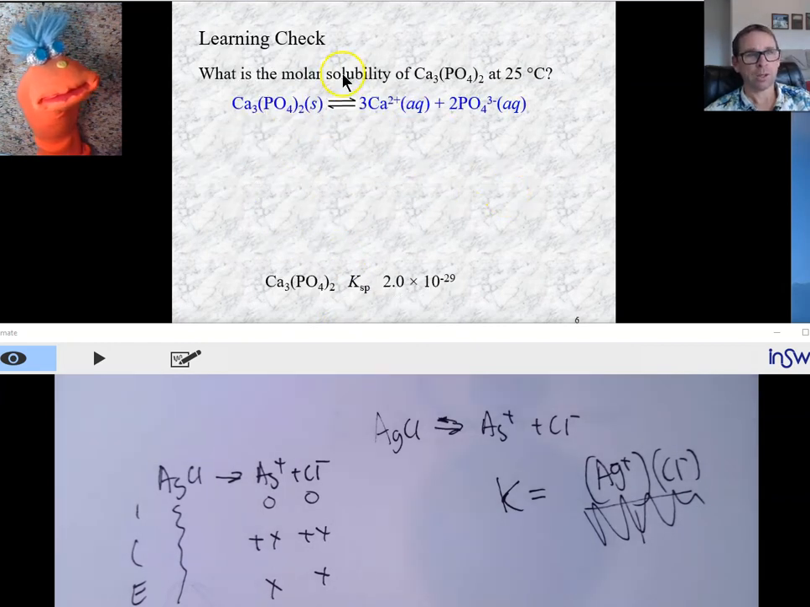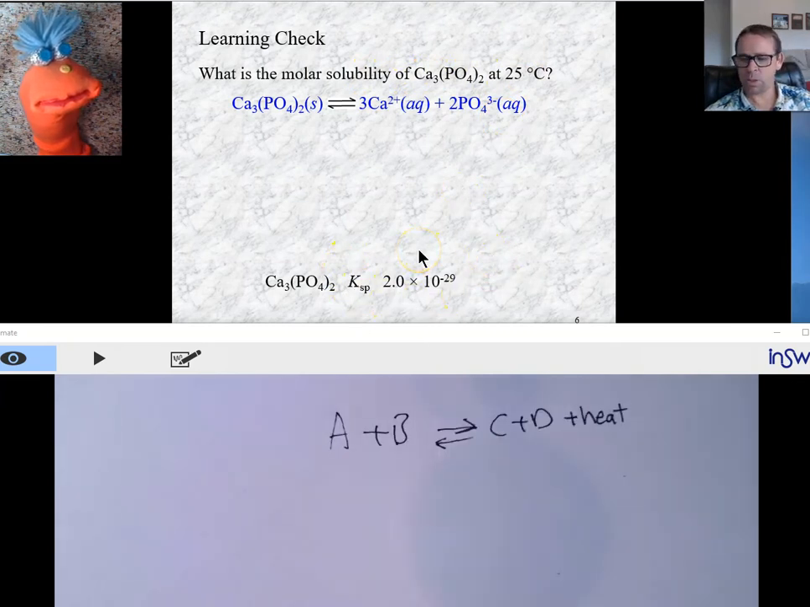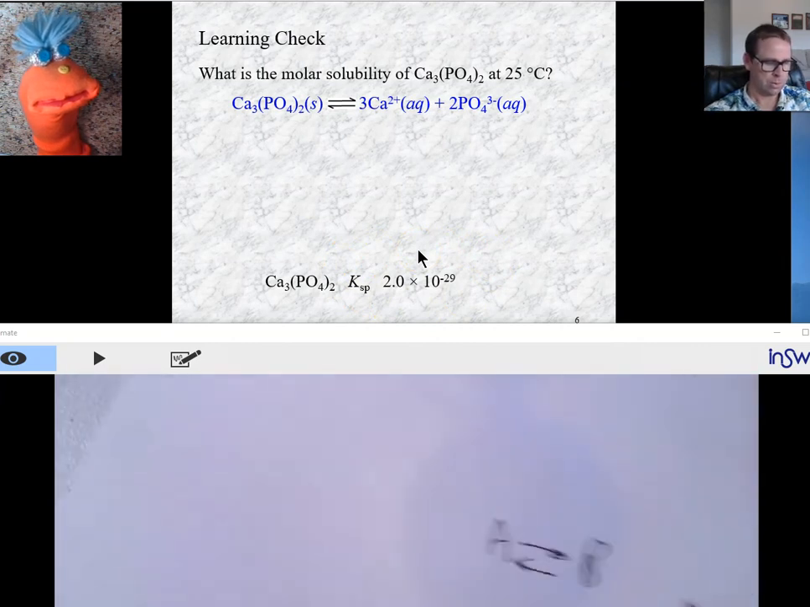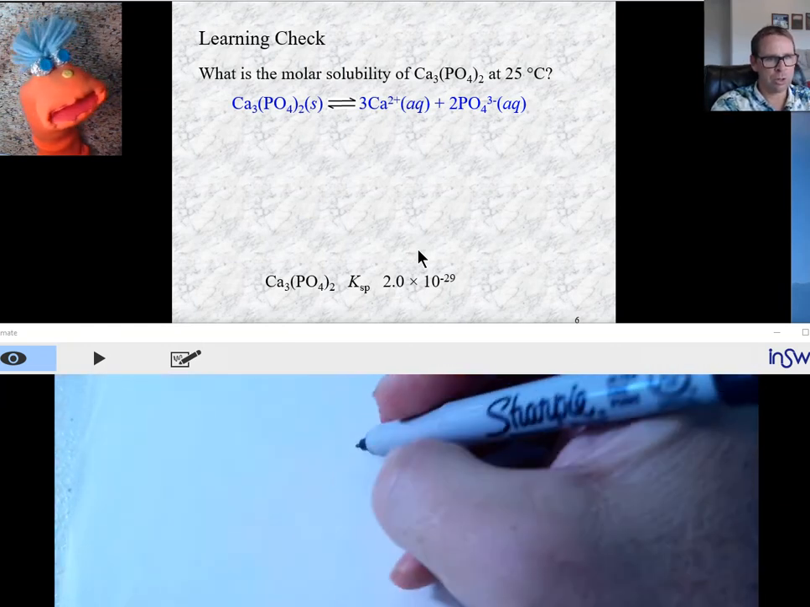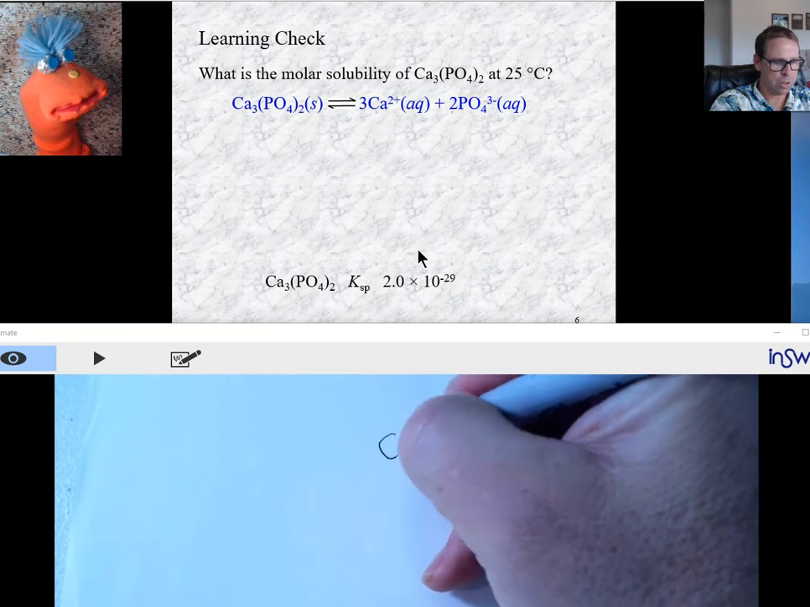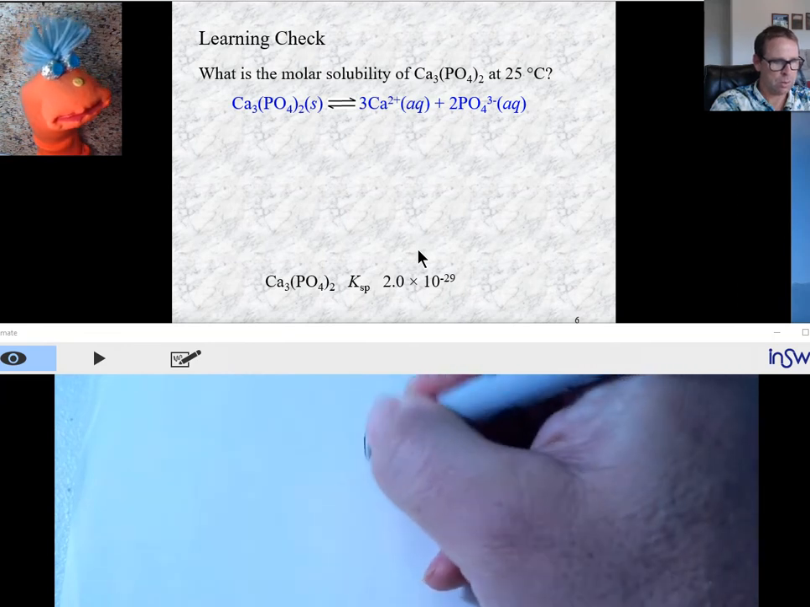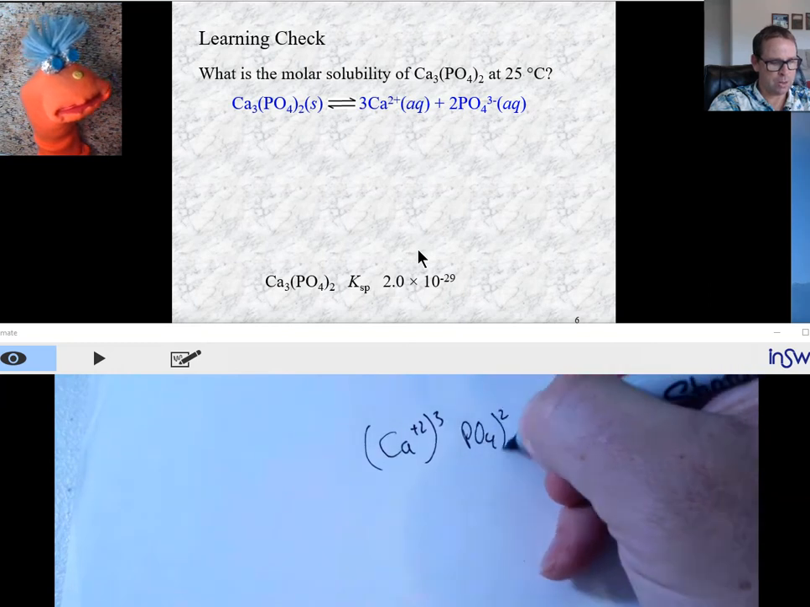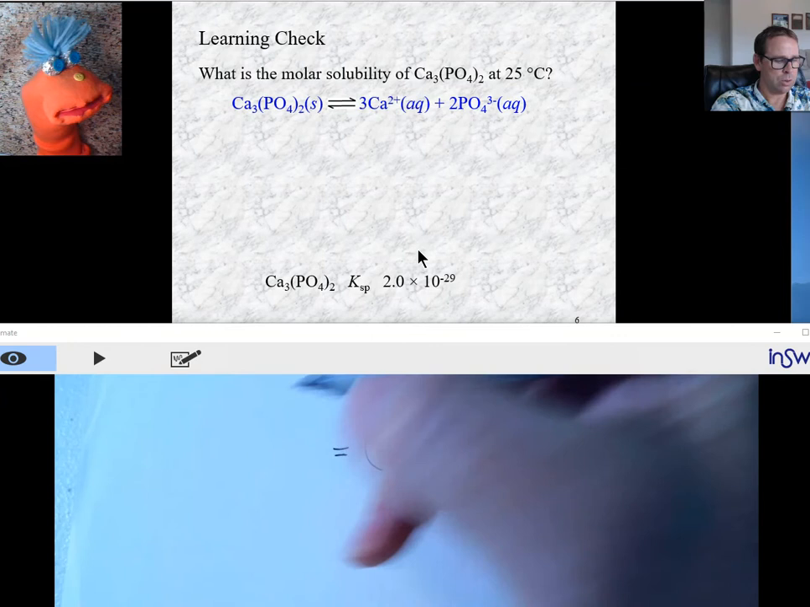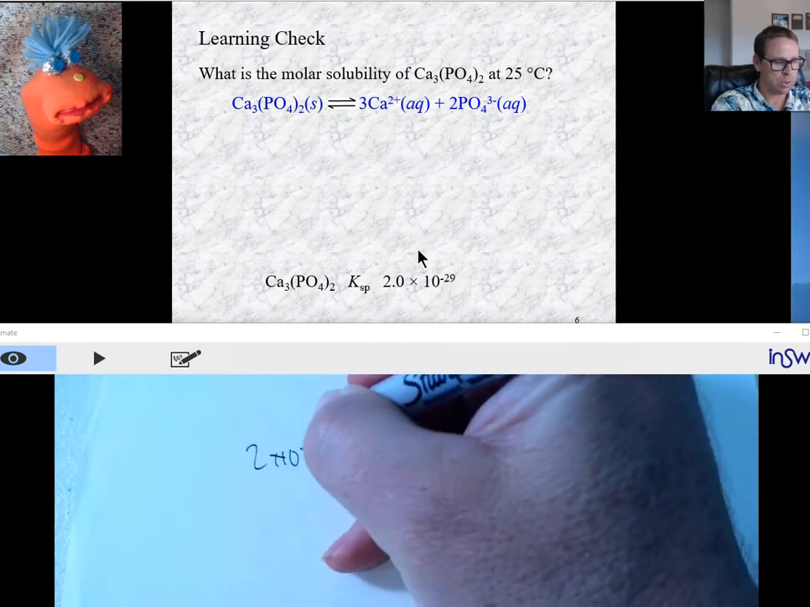Uppercase K, right? So what's the molar solubility for the calcium phosphate at 25 degrees Celsius? Here's our KSP. So 2 times 10 to the minus 29 is equal to what? What do I have to set that equal to? Set it equal to the concentration of calcium ion cubed. Very good. Concentration of calcium ion cubed, times the concentration of phosphate ion squared, and that's going to equal 2 times 10 to the minus 29.